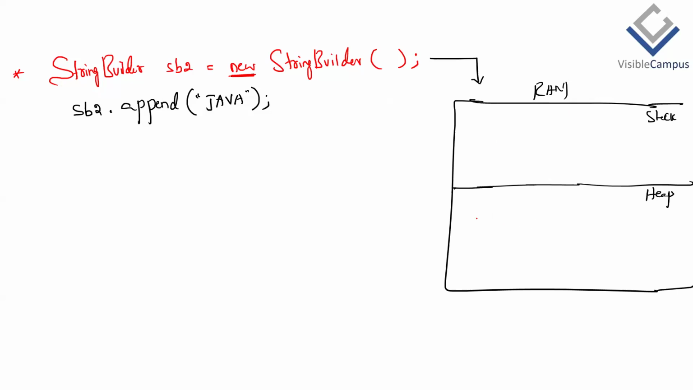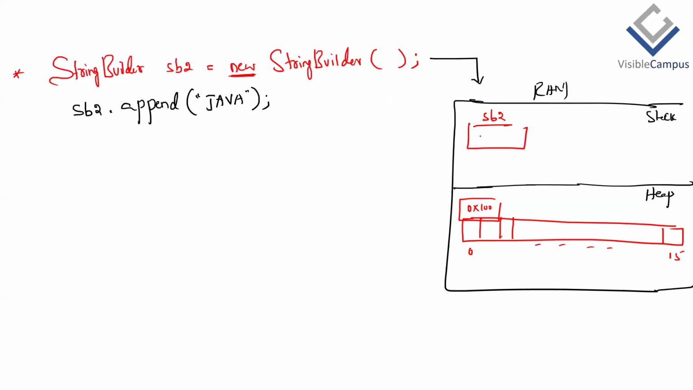Now, first line of code, what will happen? In heap memory, JVM will create internally one array of 16 cells indexing from 0 to 15 and some address. Then on the left hand side, SB2 is a variable, which is a local variable because we'll write this code inside a method. A variable inside a method is a local variable with address of 0x100. It will be pointing to this. Then we are trying to add something. Now where will this addition be? In the existing StringBuilder object only, in the same location only.